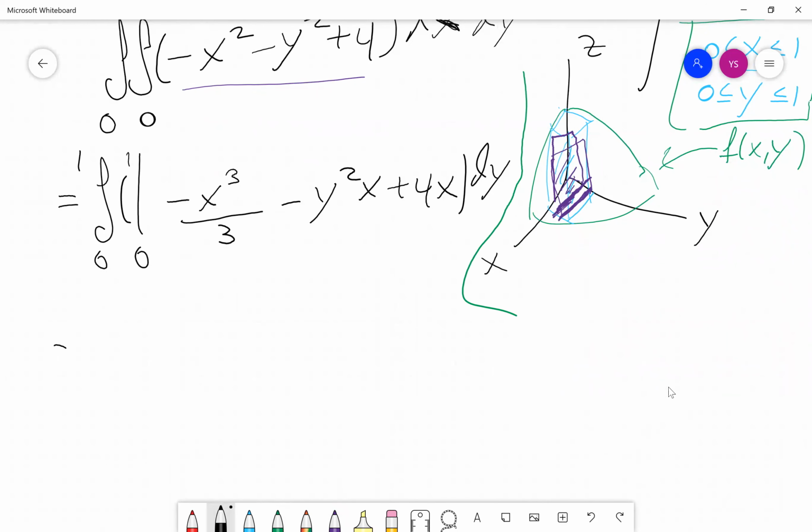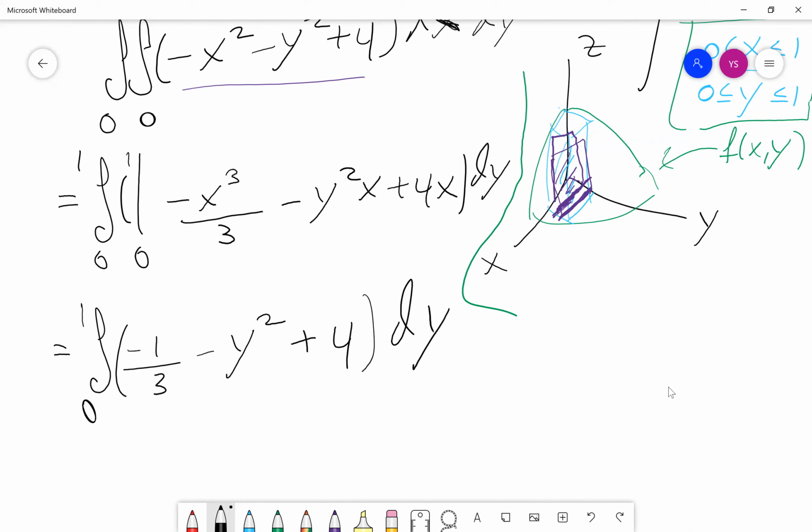And then this is going to be equal to the integral from 0 to 1. We plug in our bounds into x. So we get negative 1 cubed over 3 minus y squared plus 4. And then when we plug in the zeros, we just get 0, so minus 0. And then this entire thing is now an integral with respect to y.